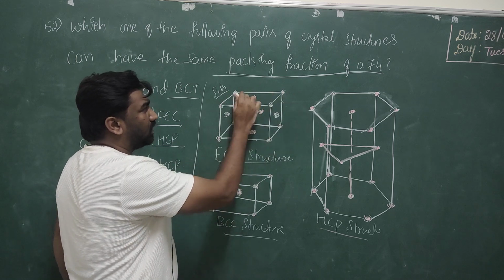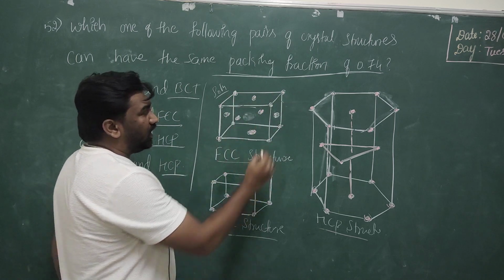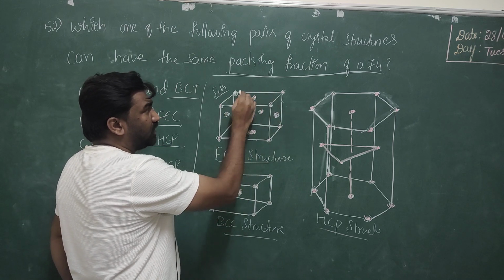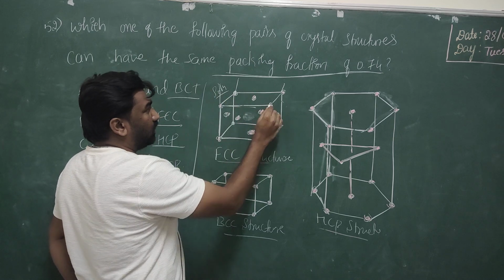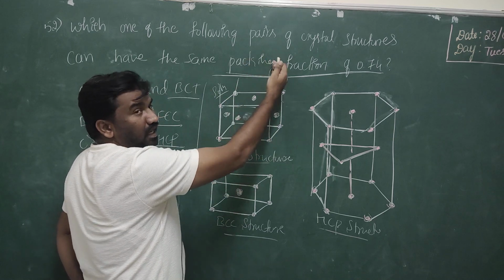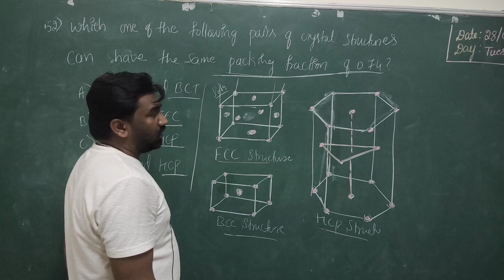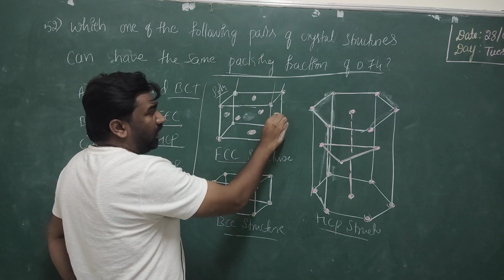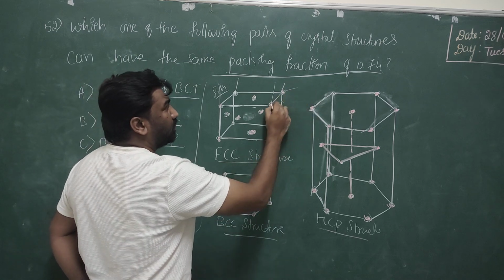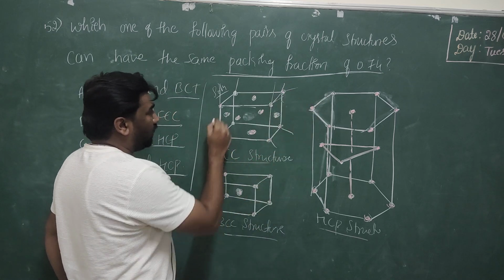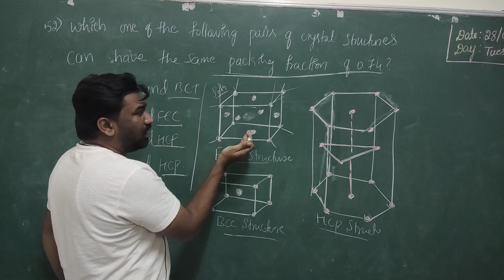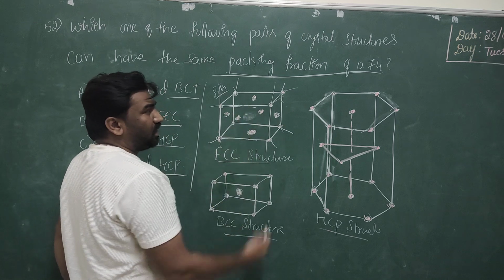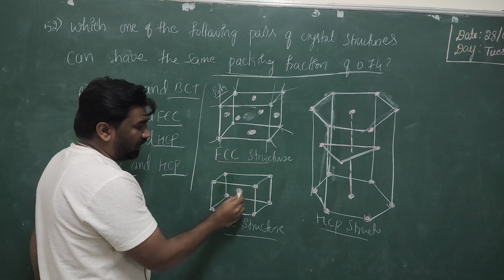At the 8 corners there is a lattice point, and on each face there is one lattice point, and this point is shared with another unit cell. So this is a unit cell, and this lattice point is shared with another unit cell. Here it will come, and here it will come. This is shared with another unit cell, and this is shared with another unit cell below. So this is the face centered cubic lattice, and this is the body centered cubic lattice.